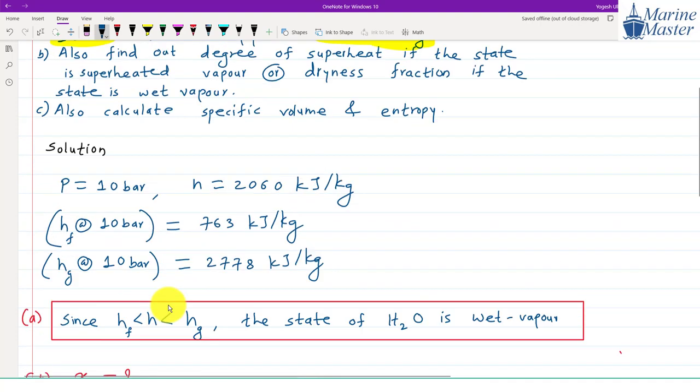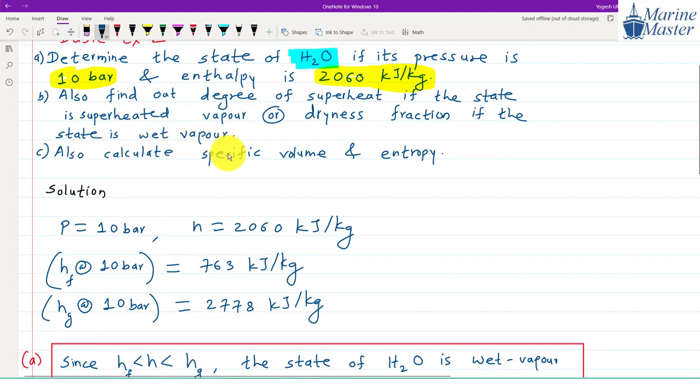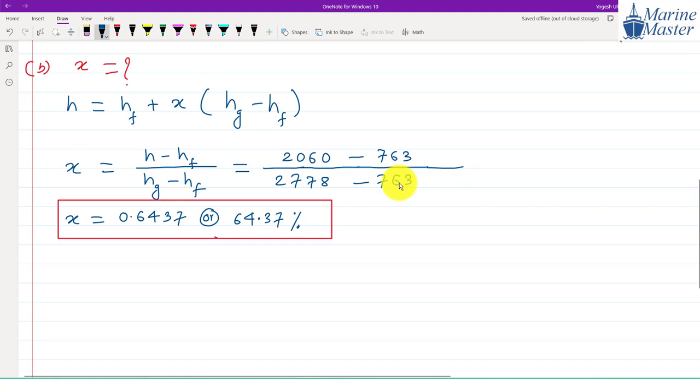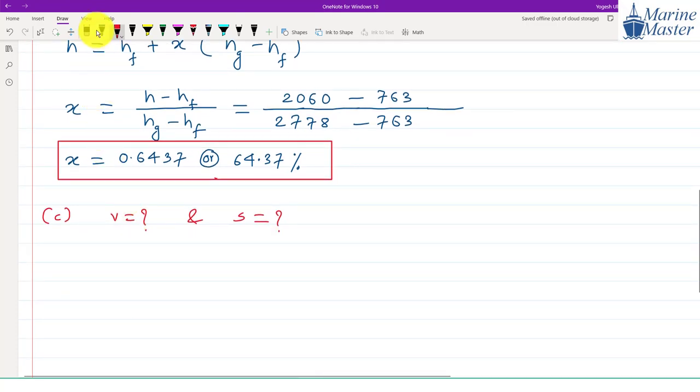Now after this B part, what are they asking us in C part? What we have to calculate? We have to calculate specific volume and entropy, guys. Specific volume we denote by small v. The second thing we have to calculate is entropy.